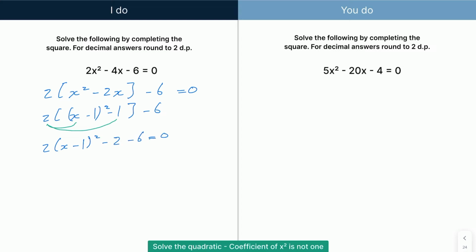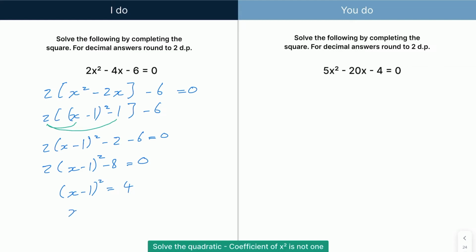Tidy that up. And move the 8 over. So we can do 2 times x minus 1 squared is equal to 8. And we can move the 2 over at the same time. So divide each side by 2. So that becomes that, which is then equal to 4. So I can just write that as 4. So I've done 2 steps there. I've moved the -8 over, which is a +8, and then I've divided it by 2.